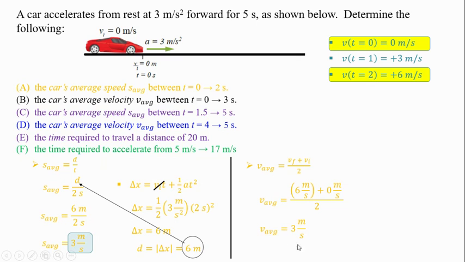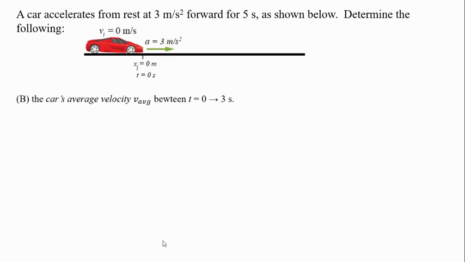However, this is just to show you how to find average speed, because the magnitude, which is 3 meters per second, is the same as your average speed. So really, you see the number itself is the same. Okay. All right. So that's that. So that's part A. Let's do part B.